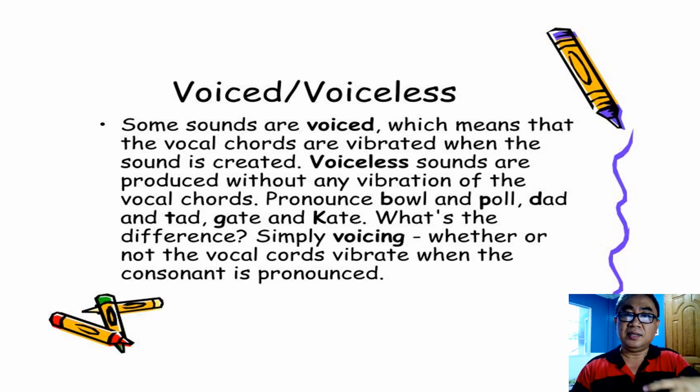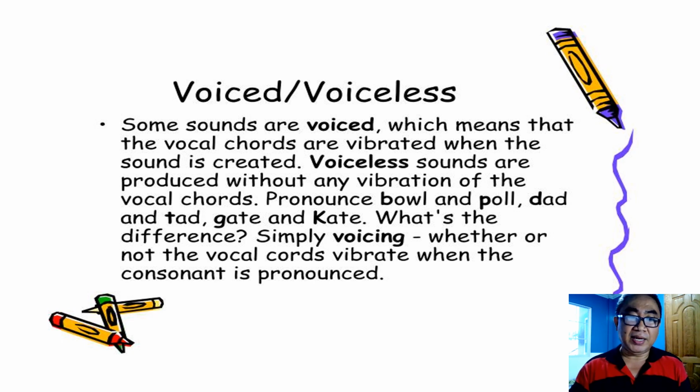Pronounced bowl and pull, and dad, tad, gate, and Kate. What's the difference? Simply voicing: whether or not the vocal cords vibrate when the consonant is produced. So, voiced consonants require the use of the vocal cords to produce the signature sounds. The voiceless consonants do not. Both types use the breath, the lips, the teeth, and the upper palate to further modify speech. And this guide presents the differences between voiced and voiceless consonants and gives you some tips for using them.